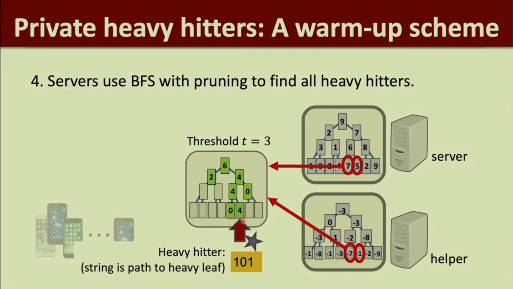And this way, only the heavy leaves are revealed. Okay, so we do this repeated binary search to find leaves whose weight is bigger than t, and only those leaves are revealed. Yeah, so this is an easy way to reveal the heavy hitters and reveal nothing else.